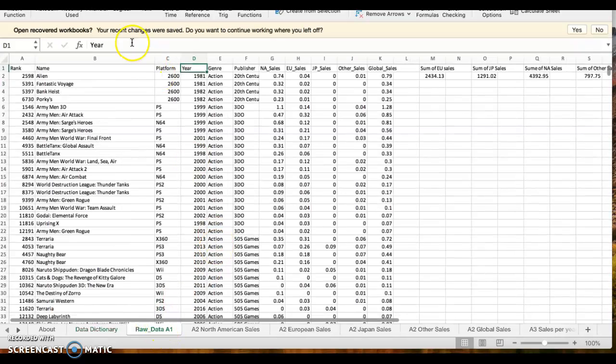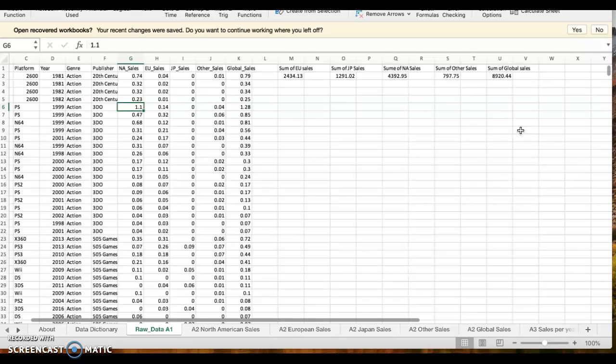In the raw data, you can see all of this, like the name, the platform, the year, the genre, the publisher, and the sales for all of the countries. And so as you can see, like in the others category, Army Men 3D for the PS came out in 1999, only had 0.04 millions in sales in other countries, while in North America it did $1.1 million. So I think having this data and seeing how different games did differently was really interesting for me.